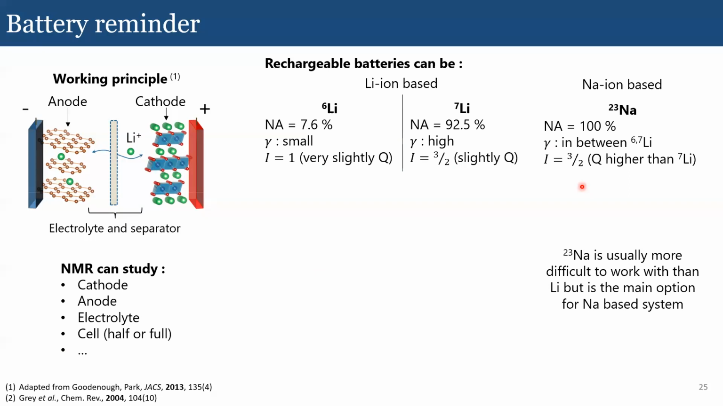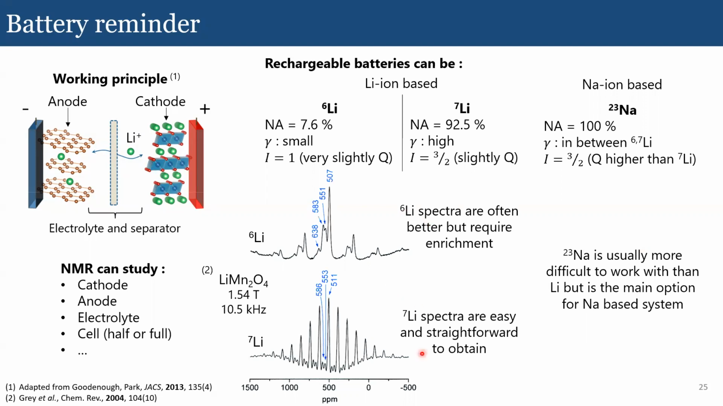If you have a sodium-ion based system, well, the choice has been made for you. You have only one nuclear isotope that is NMR active for sodium. So yeah, no problem. The path is straightforward. But if you have a lithium system, now you have two isotopes, 6Li and 7Li, which have very different NMR properties. And in fact, if you look at spectra on the same system, so this is lithium manganese oxide, on top you would have the 6Li spectrum and 7Li on the bottom.